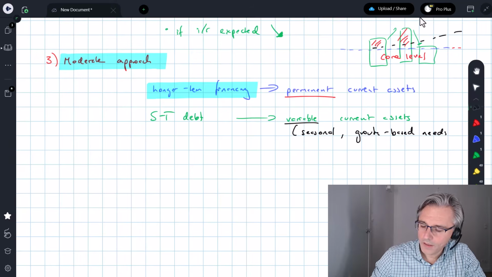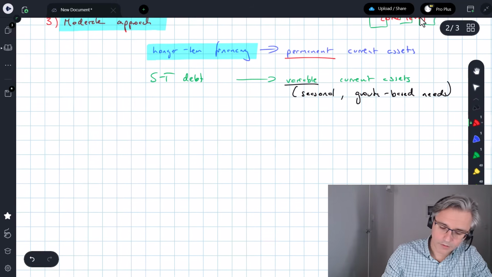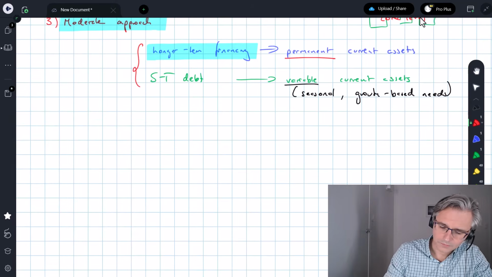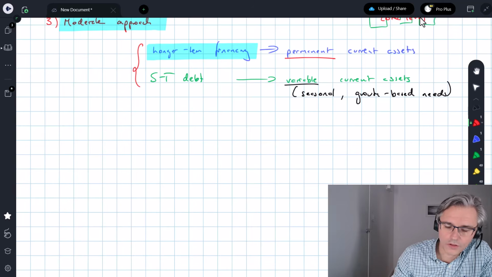Okay, so hopefully we have clarity here regarding when this approach is used. This application of the moderate approach is also known as the matched approach.